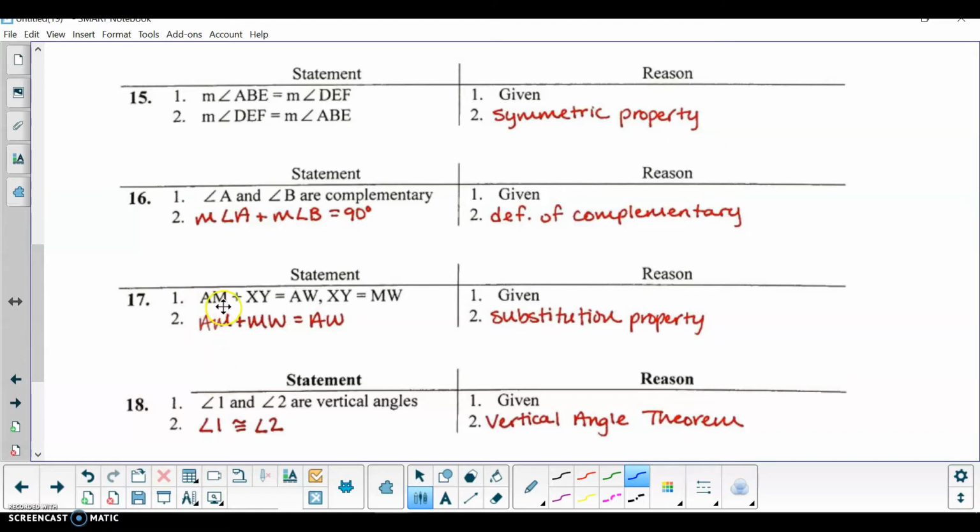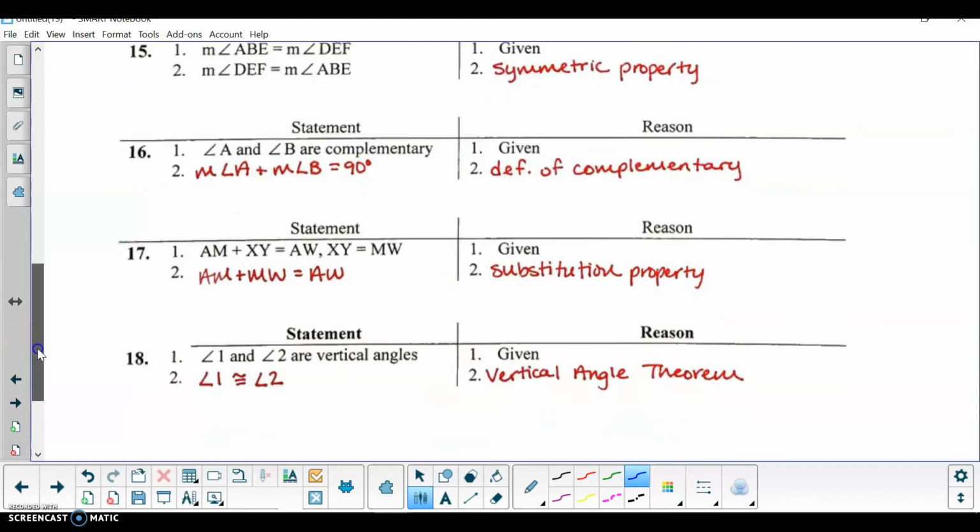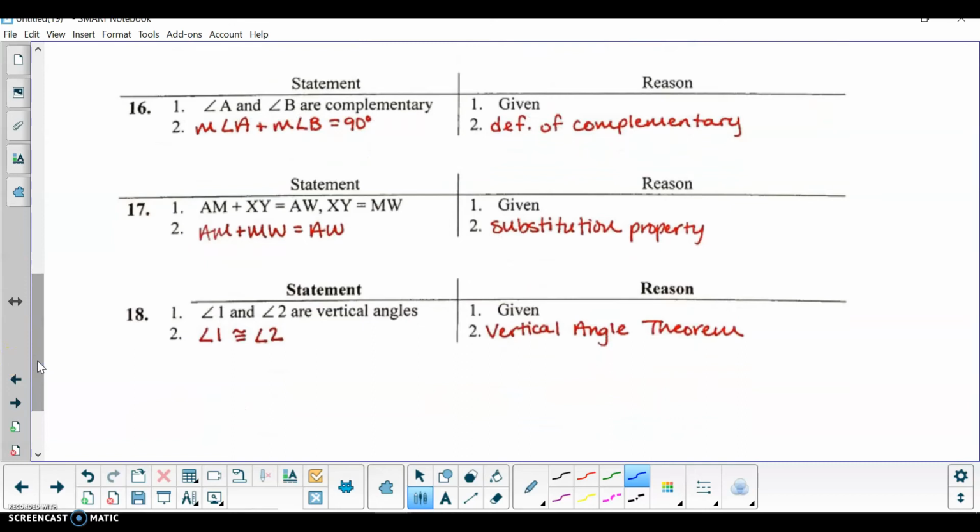So look at 17. It says AM plus XY equals AW. Okay. So XY equals MW. So you're plugging in MW for XY. That's what this step is down here. And then angle 1 and angle 2 are vertical angles. That's just vertical angle theorem when they're congruent. Okay, so let me pause the video.